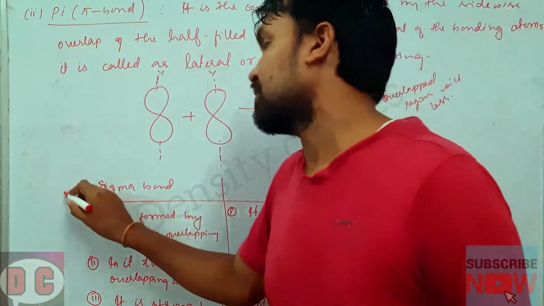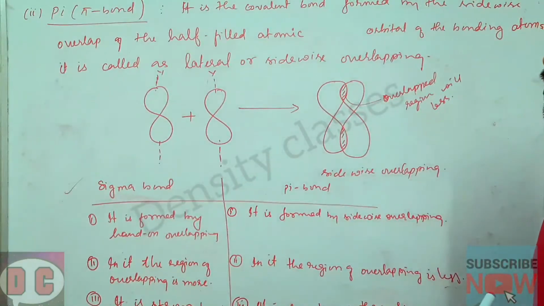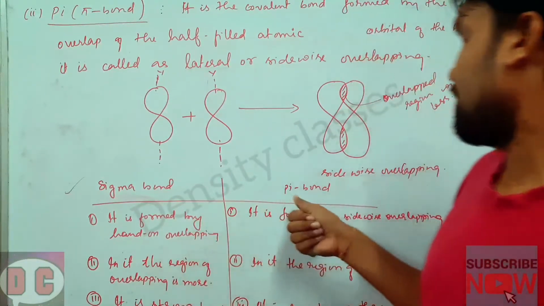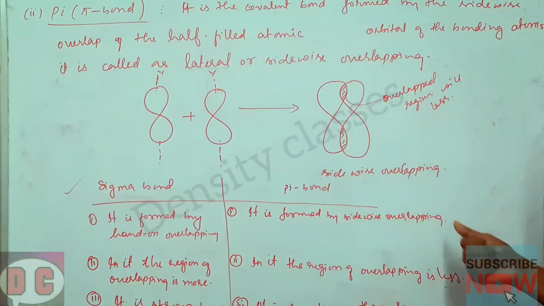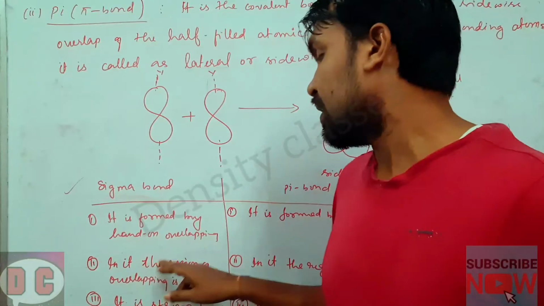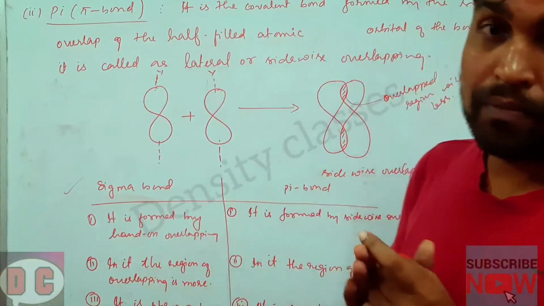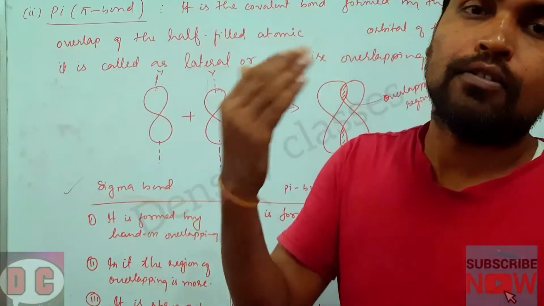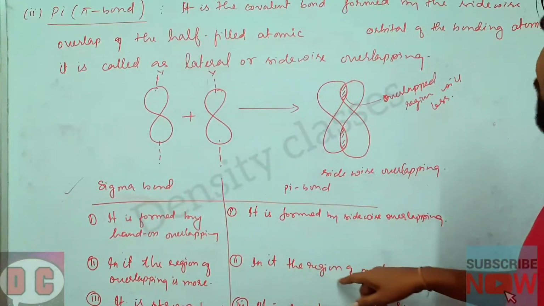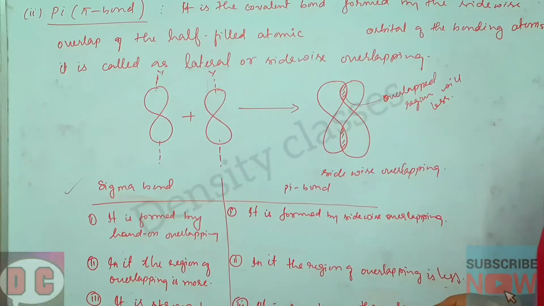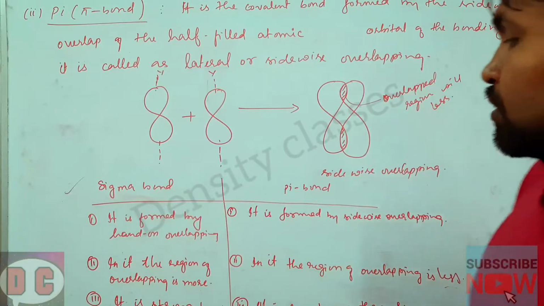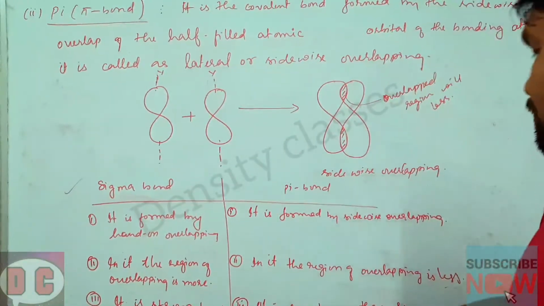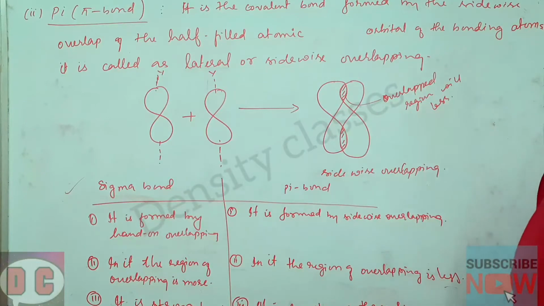So now let us see the difference between sigma bond and pi bond. See, sigma bond is formed by head-on overlapping, whereas pi bond is formed by sidewise overlapping, okay. Second point, in sigma bond the region of overlapping is more. As a result, it is a strong bond, whereas in pi bond the region of overlapping is less. That's why it is considered a weak bond. Sigma bond is stronger, whereas pi bond is less strong than the sigma bond, okay.